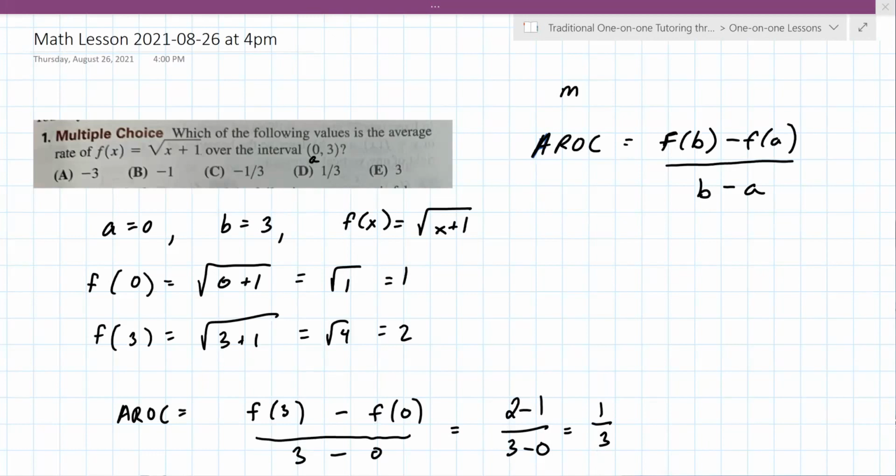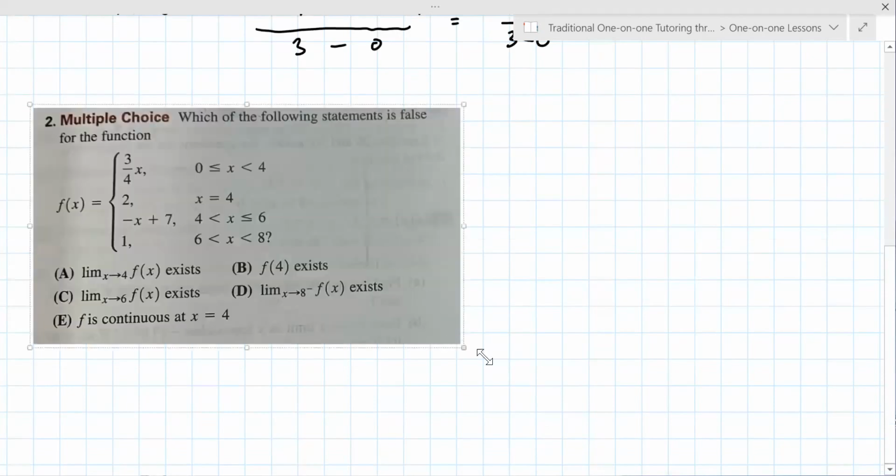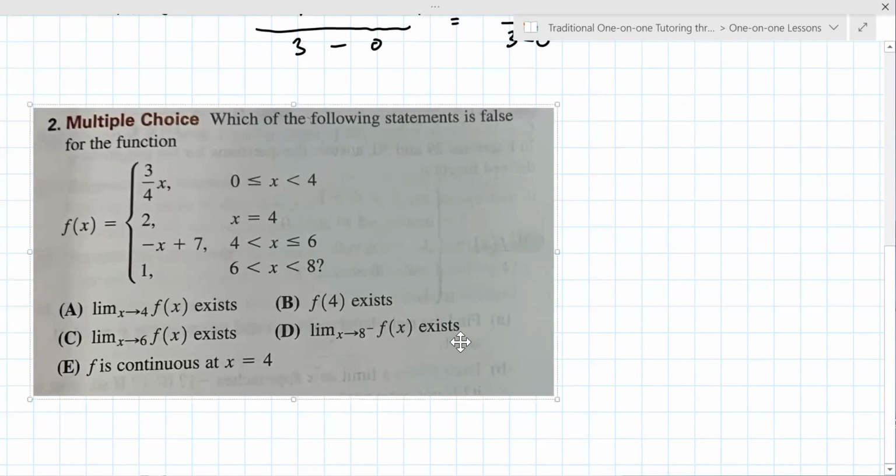All right. Number 2. Which of the following statements is false for the function? Whenever you get something like this, you have to look at all of them, which is tough. We'll just look at them one at a time and see if they're true or false. With test prep, you might start at the end, but we'll just go through them.